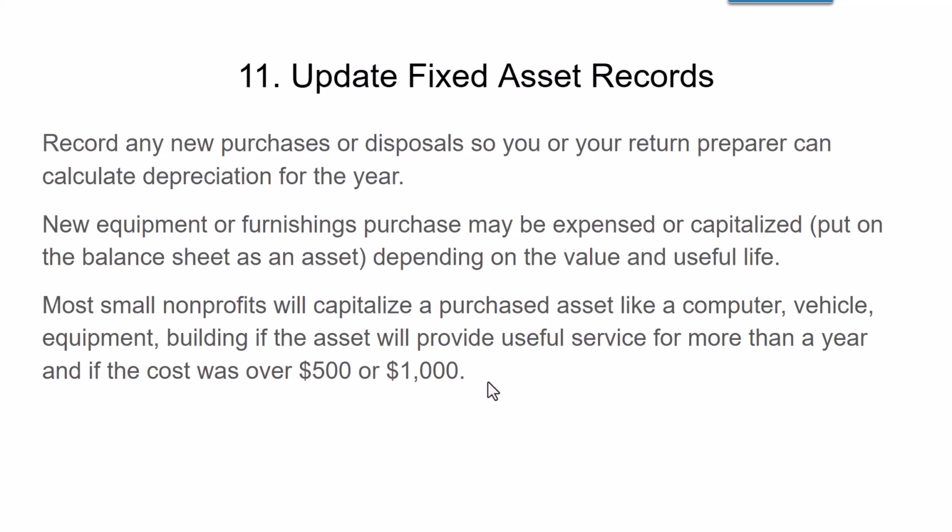Okay, so usually an organization will have a capitalization policy, and that is, okay, anything we buy that costs more than $1,000 and it's going to last more than a year, we're going to make sure and put that in a separate account so the accountant can see that, and they can decide if that needs to be depreciated on the balance sheet.